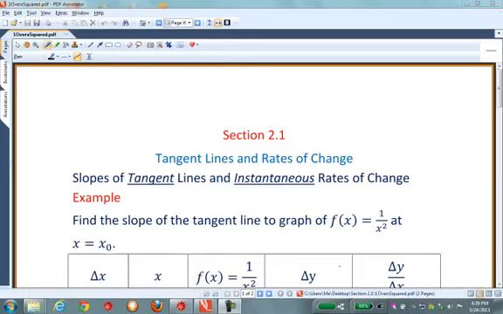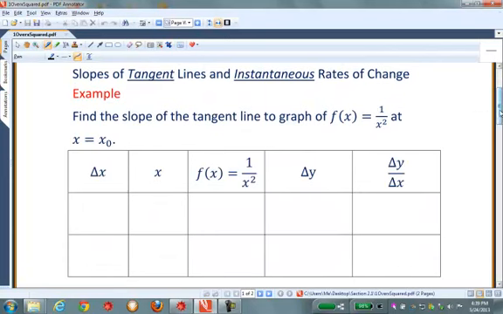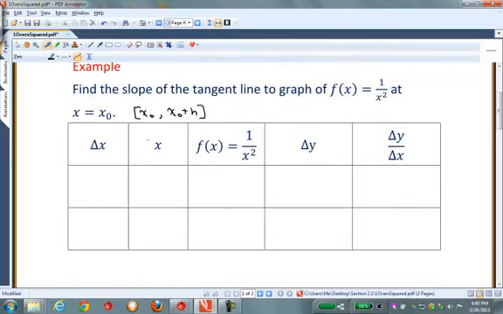I would like to do a couple of examples involving finding instantaneous rates of change or slopes of tangent lines by using some different functions. In this first example, we'll deal with the function 1 over x squared and find the instantaneous rate of change at an arbitrary point x0. So we'll start with the interval starting at x0 and ending at x0 plus h. And of course, we'll take the limit as h goes to 0, or as the right endpoint becomes the left endpoint of this interval, to find the instantaneous rate of change.